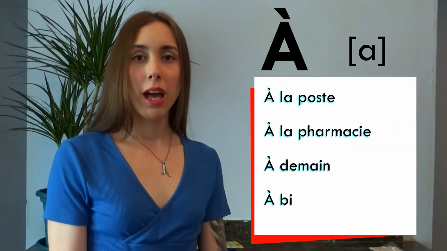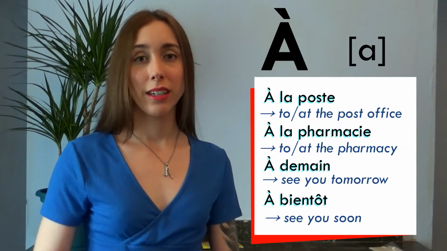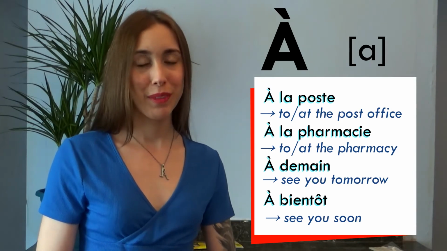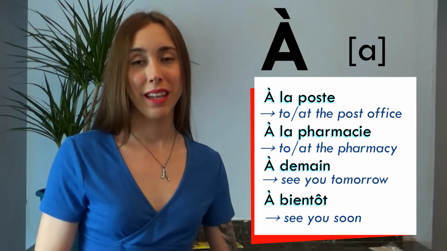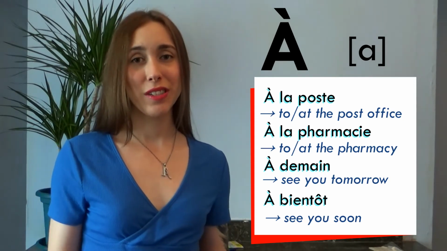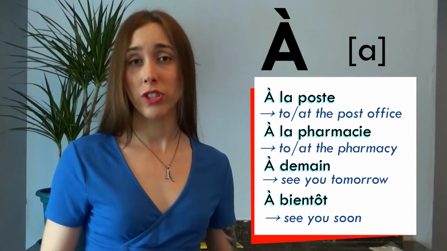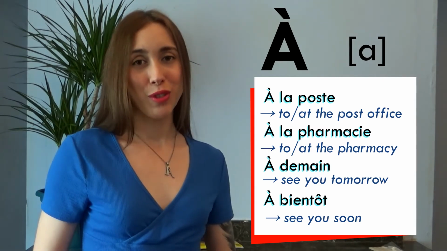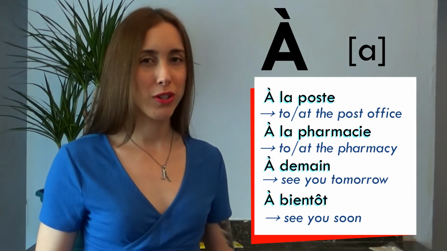So this one is a preposition of place. And the sound doesn't change, it's just a regular A. So for example, you can use it to say à la poste, à la pharmacie, à demain, à bientôt, etc. So as you can see, the sound doesn't change at all, so it's just like a regular A. So for this one, you don't have to think too much about the pronunciation.